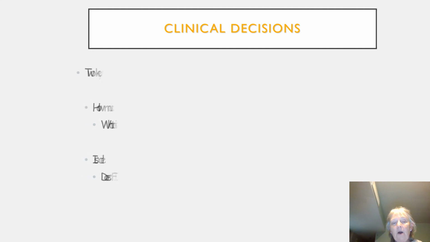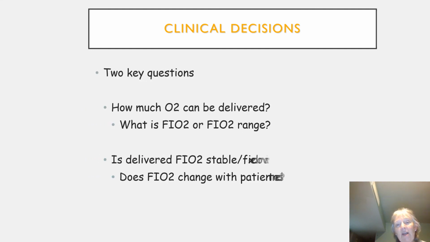So when it comes to oxygen and oxygen equipment, two questions we have to ask are, how much oxygen can be delivered by the devices that we want to use? What is the FiO2 or the FiO2 range of each of these devices? Do we have to deliver a stable or fixed oxygen, or can it be variable? And does it change with the patient's needs? Those are the primary questions we have to have. One of the things we're going to talk about when we talk about the equipment is, what is the FiO2 range? What are the categories of patients we can use these with? And how do we know when we need to go back or up, to titrate up or titrate down?